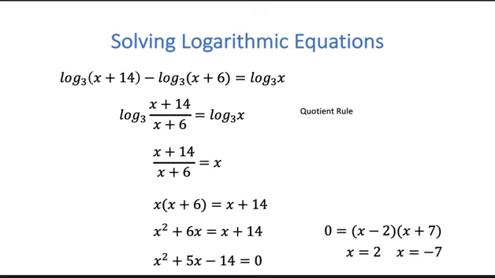But wait, do any of these answers make an argument negative or 0? Well, I'll get a negative number here. I'll get a negative number here if I use -7. So I can't use -7.